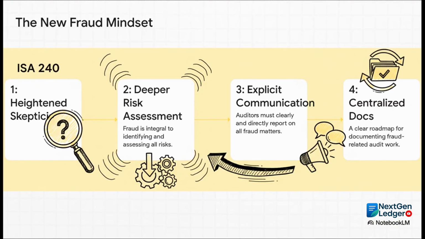You can really think of it like this. These ripples from ISA 240 have created 4 new pillars for the modern audit. First, skepticism is now the default setting. Second, risk assessment is deeper, with fraud baked right in. Third, communication is direct and mandatory. And fourth, documentation is centralized and clear. It's a complete holistic shift.